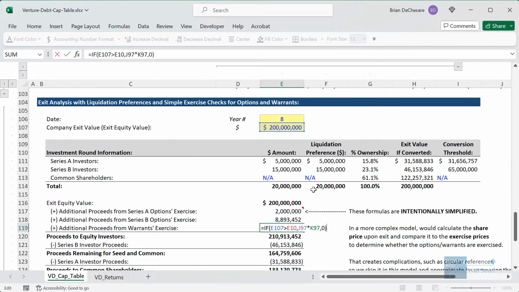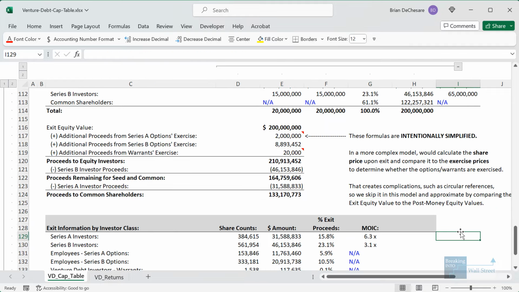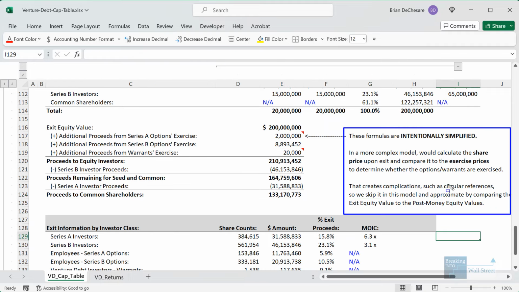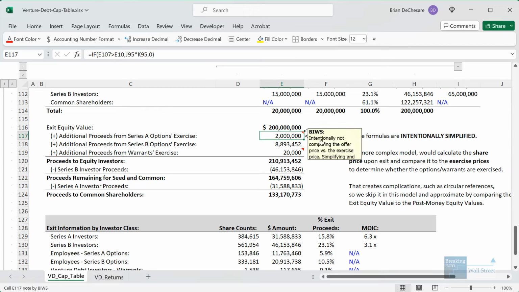Now, this is a simplification. You would normally want to look at this on a per share basis, but we just don't have time to get into it here. And it would make the model quite a bit more complicated. So we're just doing it in a rather simple way.